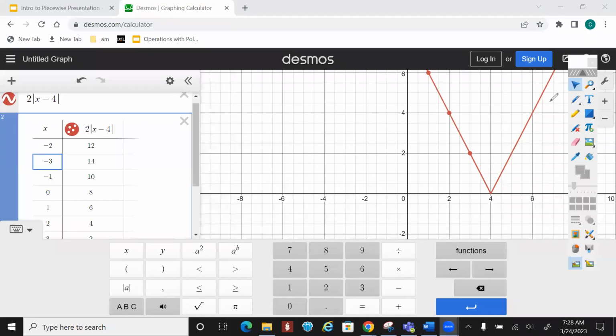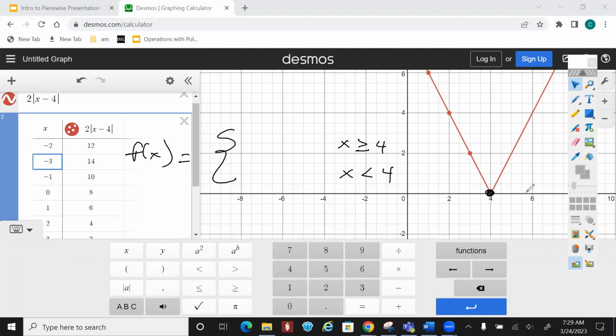All right, so we see that the V happens over here. At x equals 4, there's a division, right? So when we write our piecewise function for this, we're going to say x is less than 4 and x is greater than or equal to 4. Those are going to be our domain restrictions. Again, the reason I'm taking 4 is because that's the division line. That's where the V happens.